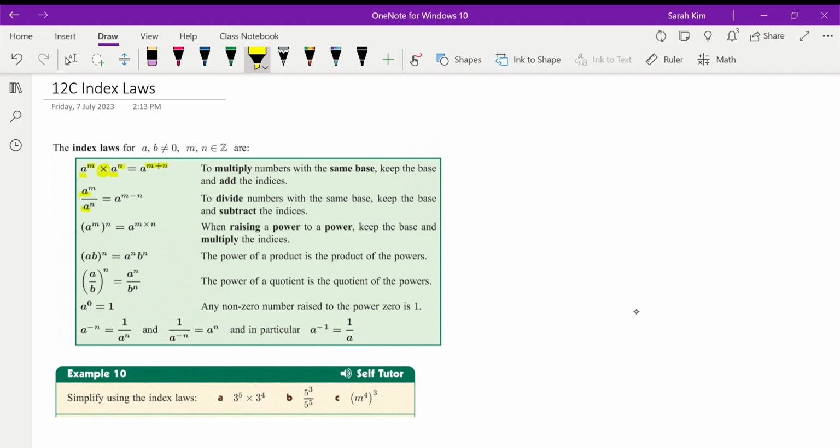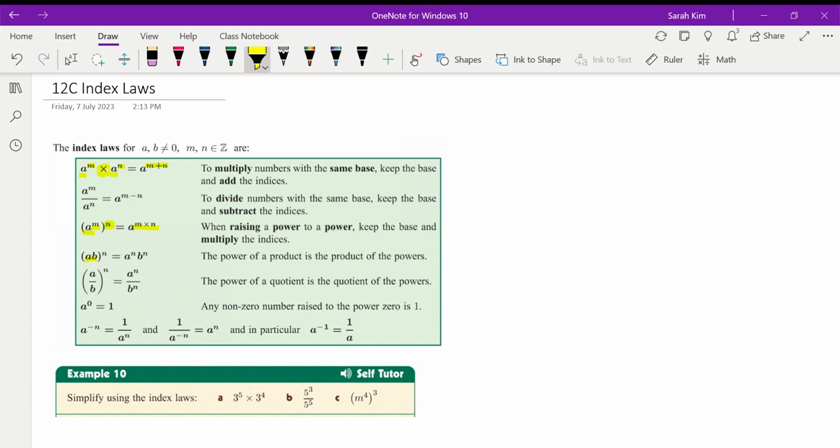If your base is the same, as long as your base is the same, and it's a divide sign, you can subtract your powers. It always has to be the top one take the bottom one, so that order has to be consistent always. If your base and power is in a bracket and there's another power, you can multiply the powers.